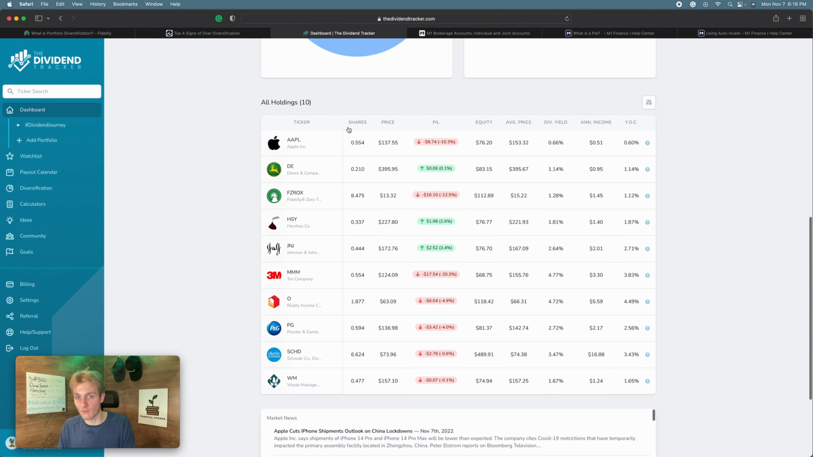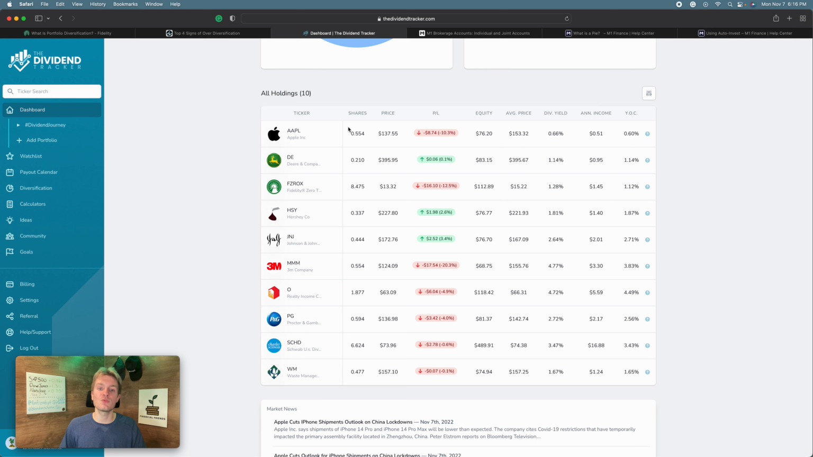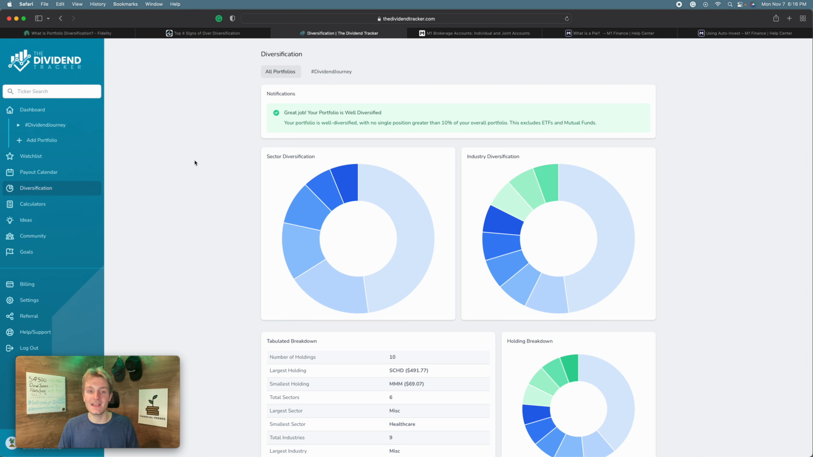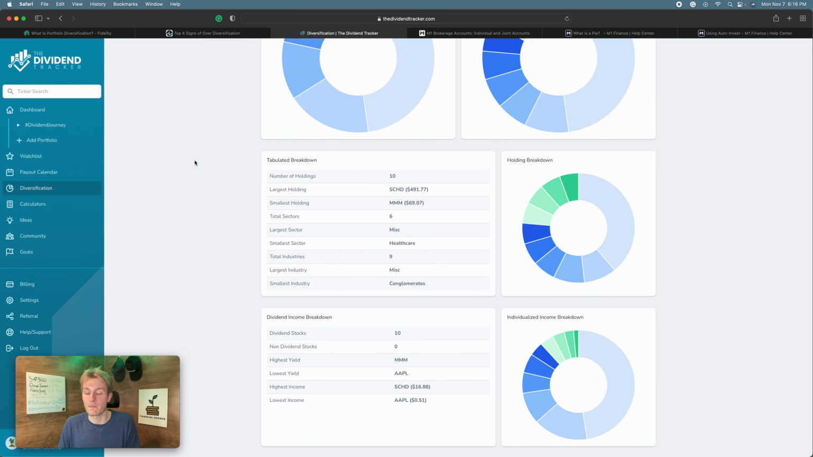Now, moving past over-diversification and diving into why I hold the amount of each company that I do. So let's hop over to my diversification tab here, and we'll take a look at my portfolio and the diversification that I currently hold. I'd like to use this holding breakdown because that's how I like to look at my portfolio. I have very particular allocations that I would like to have within each specific ETF or stock.